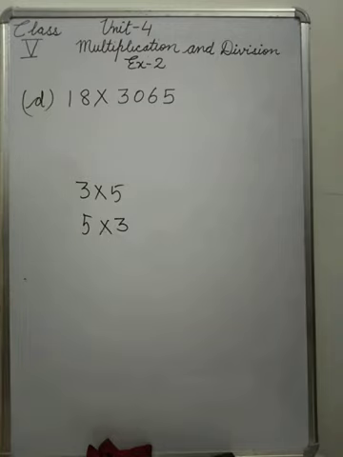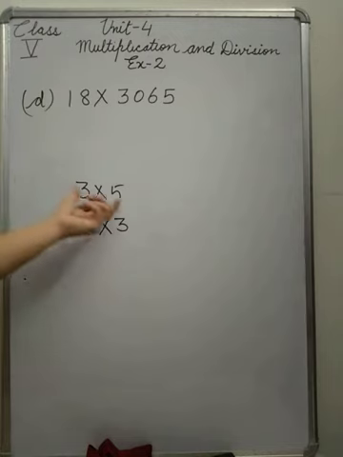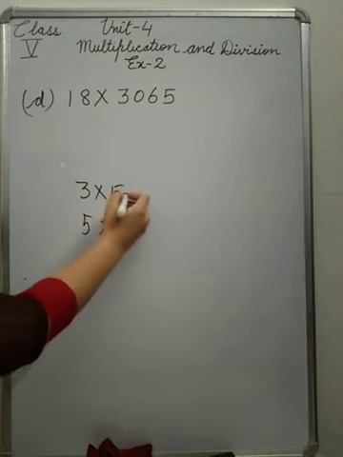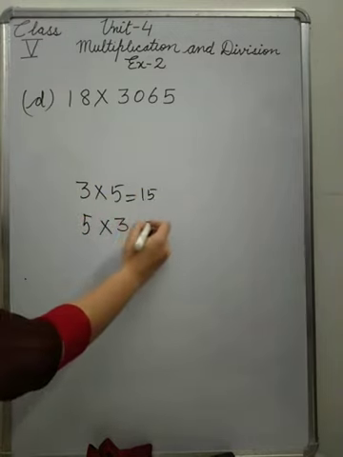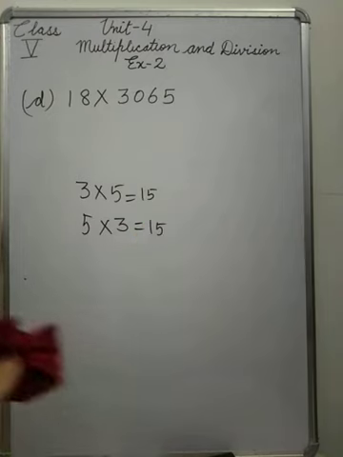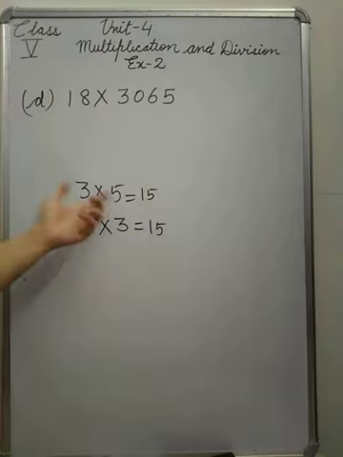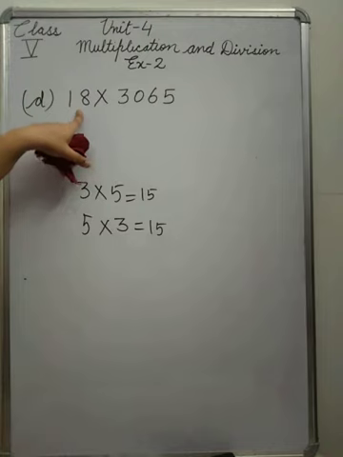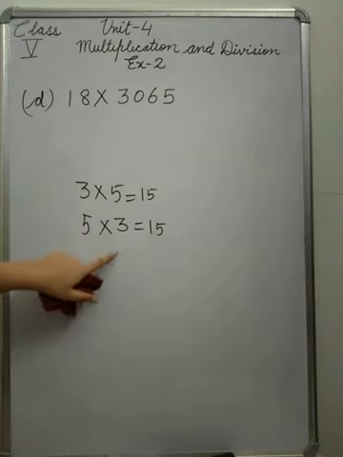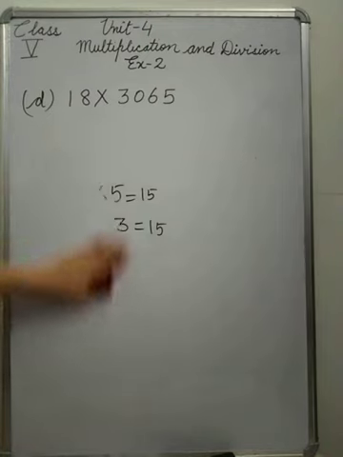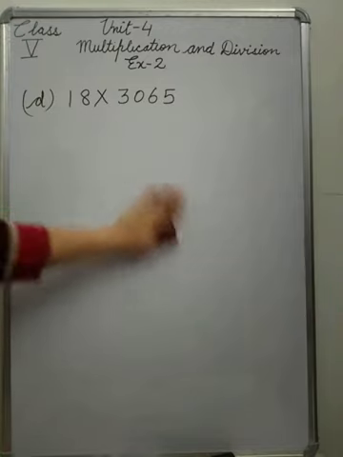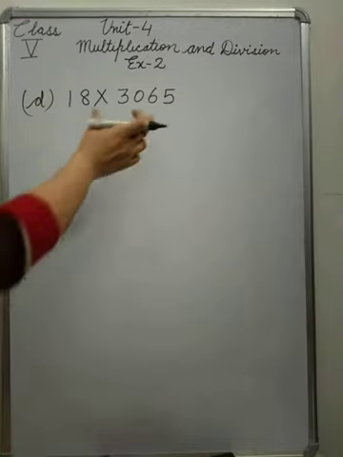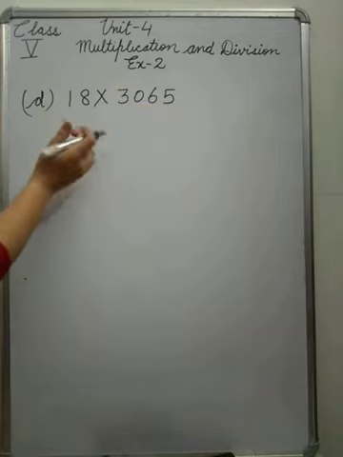Both are same. Why are they same? Because of the commutative property. 3 into 5 also gives 15 and 5 into 3 also gives 15. So that means there is no difference when the order is changed. The answer is same. So here also we can apply that. This is the commutative property. So firstly we are applying the commutative property here. Take the bigger number in front.